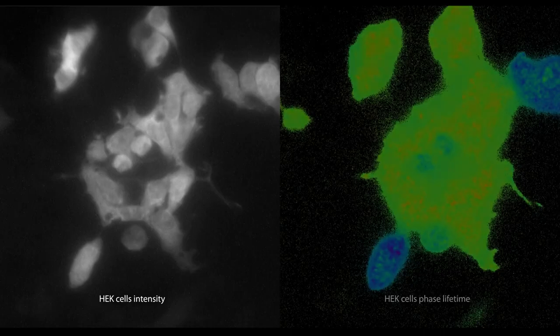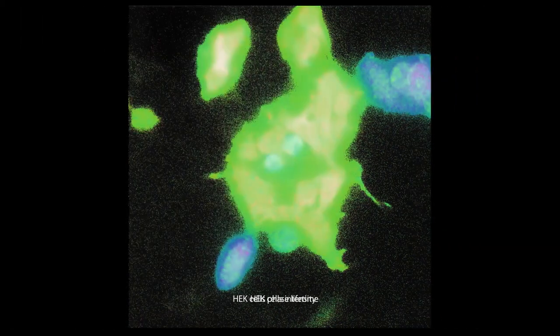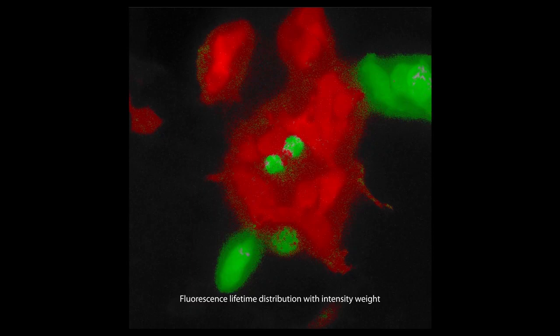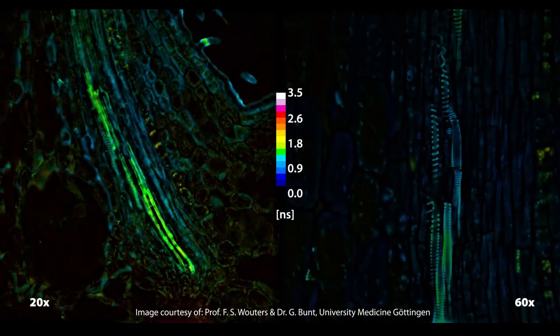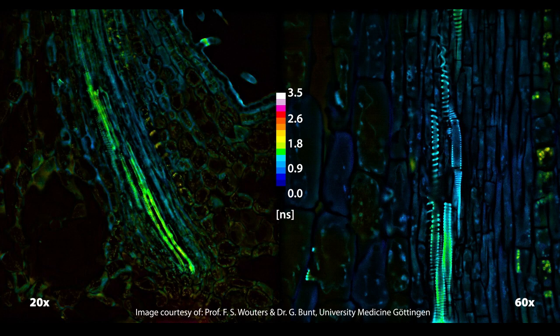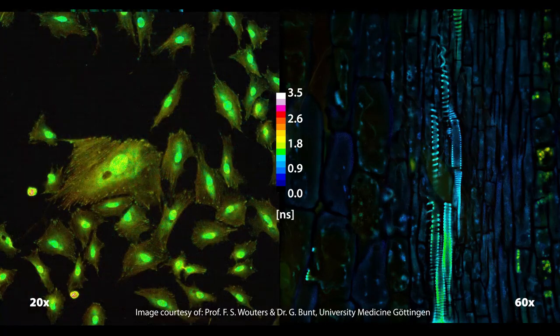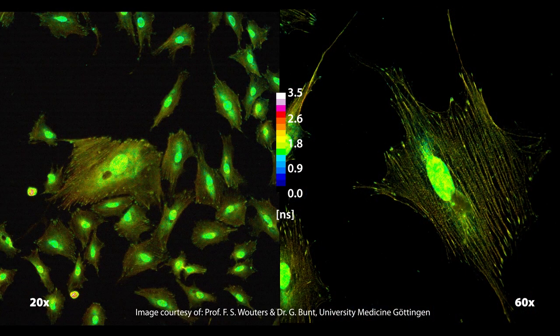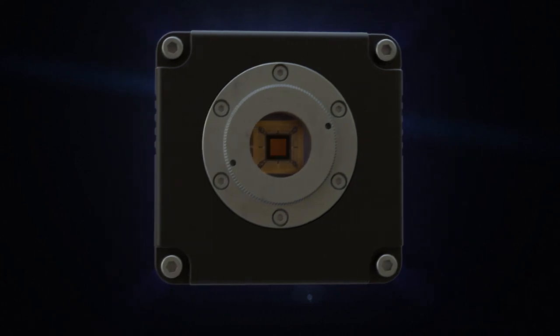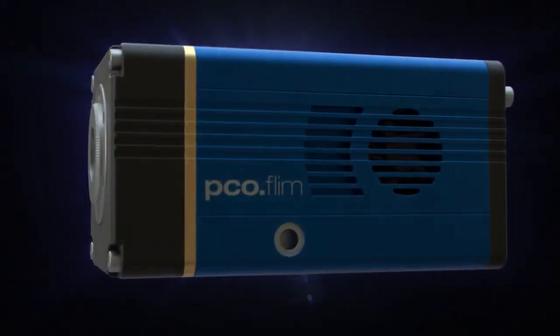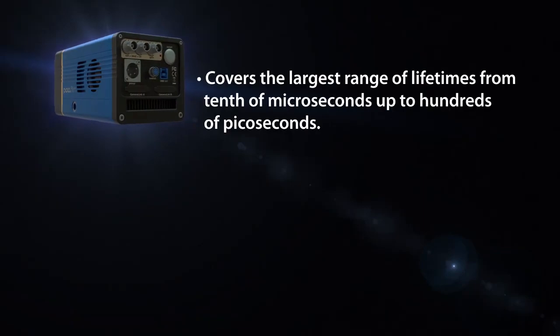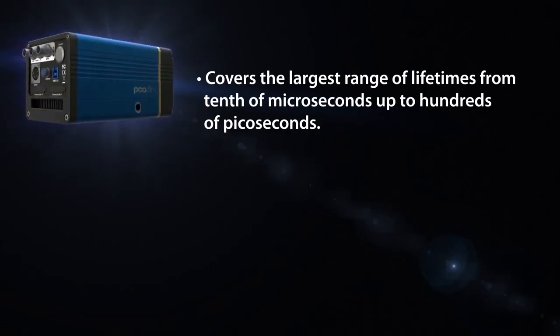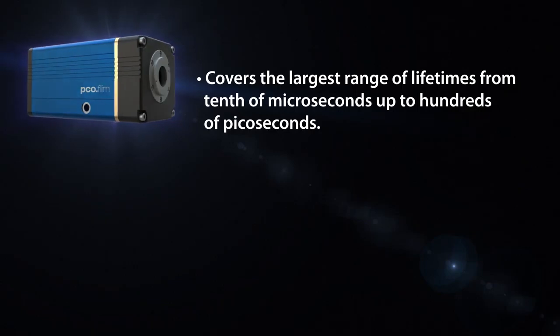At a maximum modulation frequency of 40 MHz, minimum half-period integration intervals of 12.5 nanoseconds can be achieved. So this is what makes the PCO FLIM camera a versatile frequency domain FLIM system. It can be used for the measurements of a huge range of luminescence lifetimes from tenths of microseconds down to 100 picoseconds. The PCO frequency domain FLIM system is best in its class because it covers the largest range of lifetimes from tenths of microseconds up to hundreds of picoseconds.